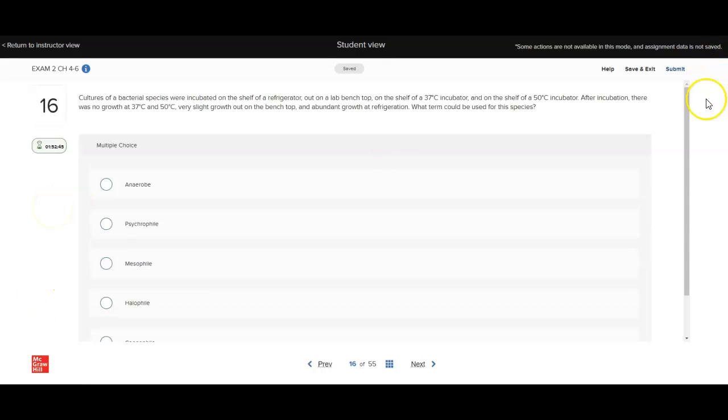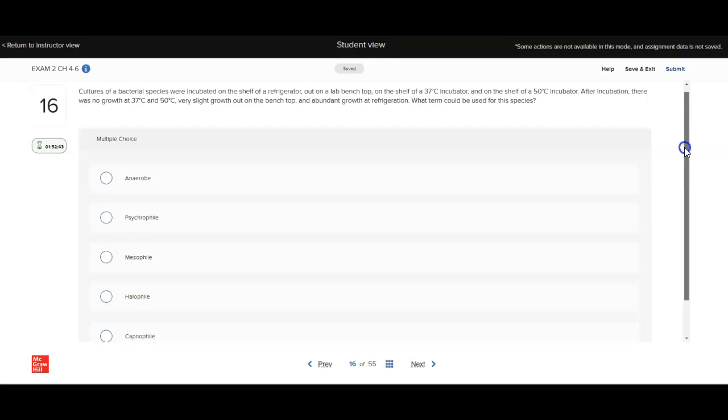And the last question here that I'm going to show you is this one, which is, again, do you understand what's going on? It's a certain scenario of a culture being incubated in certain conditions, and what would be the term used for the species based on how it grew. So these are all, again, conceptual. I wanted to give you an overall sense of what you're going to be seeing and the kinds of questions that will be worth the most points. So if you have any questions, let me know.